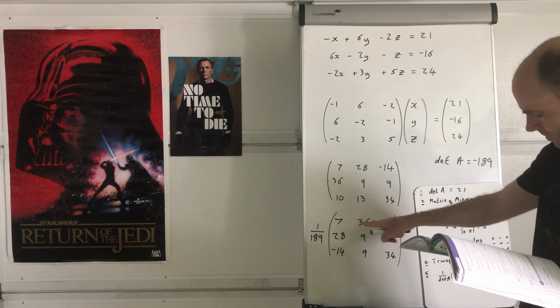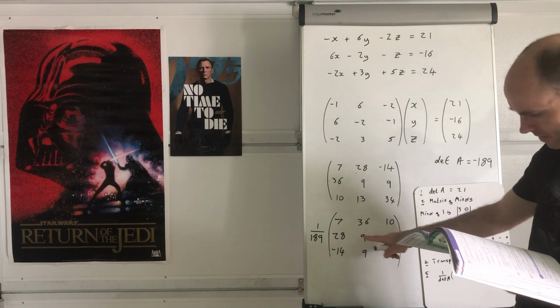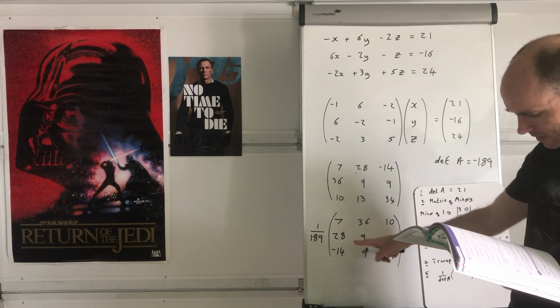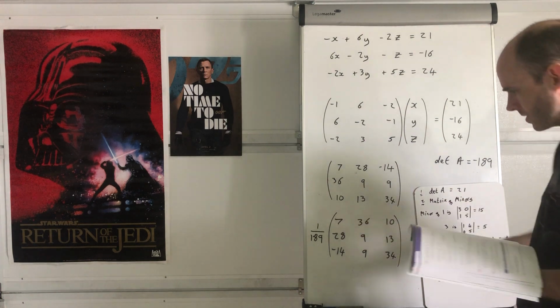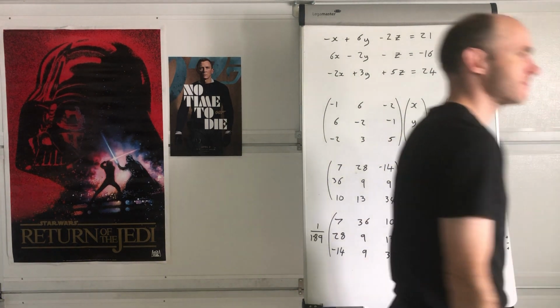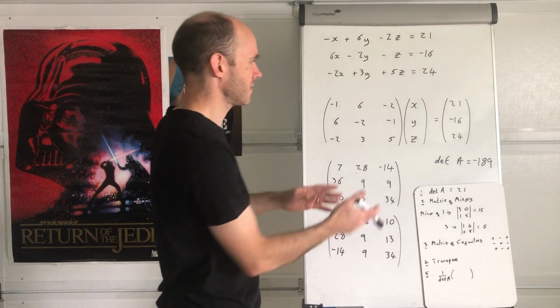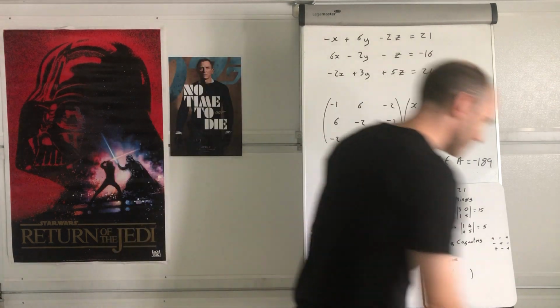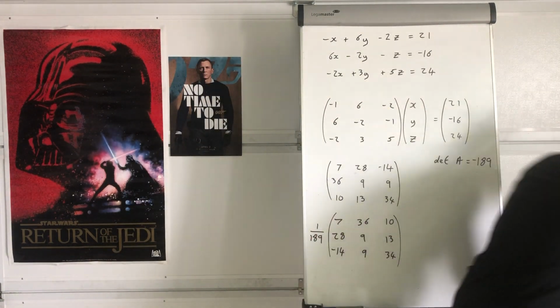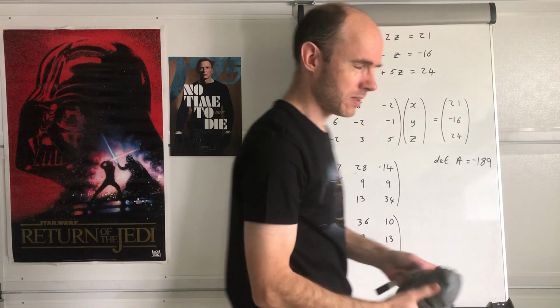Oh, now it's changed. 7, 36, 10, 28, 9, 13, negative 14, 9, 34, with 1 over 189. Yeah, so that's the inverse. Okay, great. Well, not great, but there you go. Job done, shall we say?